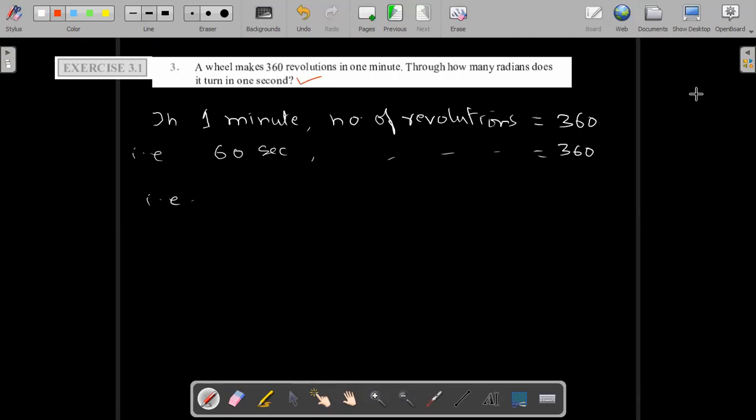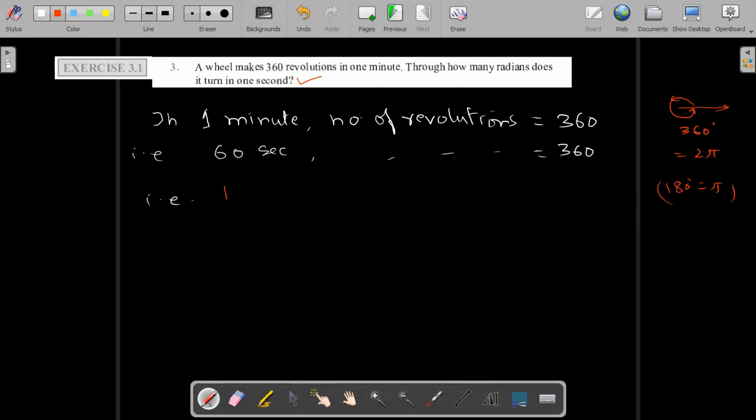Because in one revolution, you know that it is 360 degrees. One revolution starts from here and ends at this point. This is always 360 degrees in degrees. But we know 360 degrees is actually 2 pi radians, because 180 degrees is equal to pi, and multiplying both sides by 2, 360 will be 2 pi.